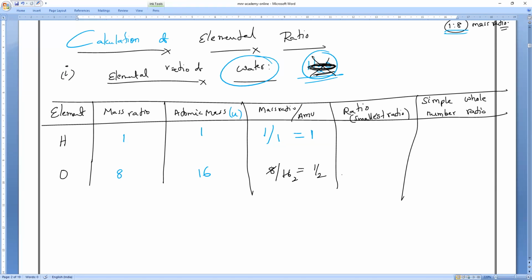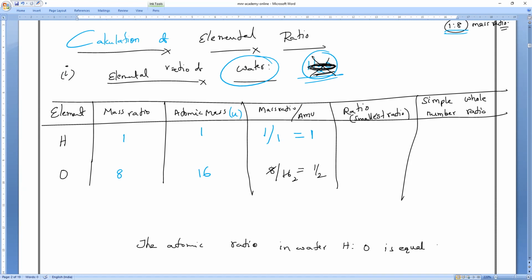Now, here you have to be very careful. This is the crucial step you have to remember for finding the simplest whole number ratio. Of course, for water, you already know. Can you tell me what is the simplest atomic ratio of water? The atomic or elemental ratio of water. Other compounds you don't know, so you have to find it.